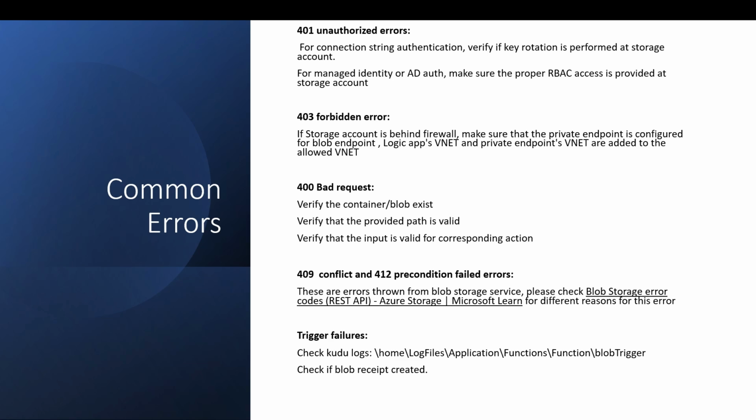And in case of trigger failures, we can check the kudu logs in this path, home log files, application functions, and blob trigger. And if the trigger is being skipped, we can verify if the blob receipt is created under the blob receipt folder, which we discussed earlier.